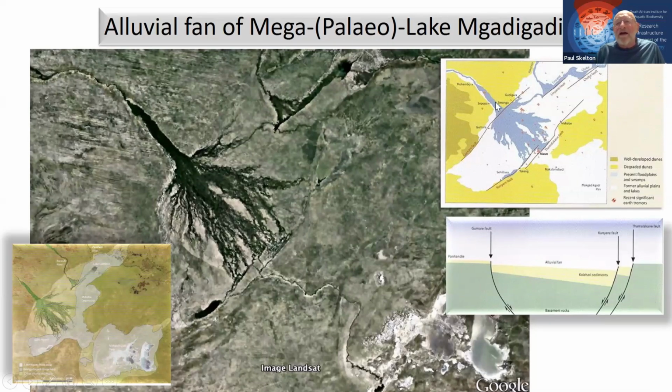There it is in diagrammatic form, and here it is to show how this rifting has formed a little basin, and it's level today, but it's sandy. And that's why it ends at this point, and it spreads out at that point. It's an alluvial fan. And there is a nice framework of this Palaeo-Lake Magadigadi, as it's called.